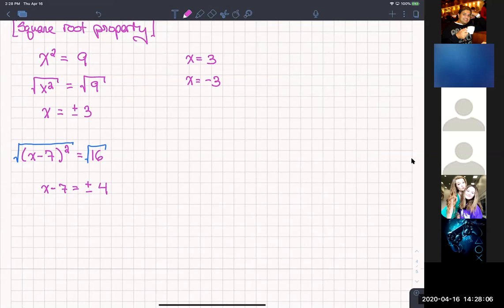Now, how do we solve this? Well, we add 7 to both sides. So we get x equals 7 plus or minus 4. So x is equal to 7 plus 4, and x is equal to 7 minus 4. So that means x is equal to 11 and 3.